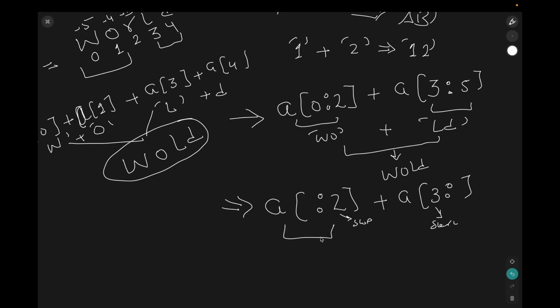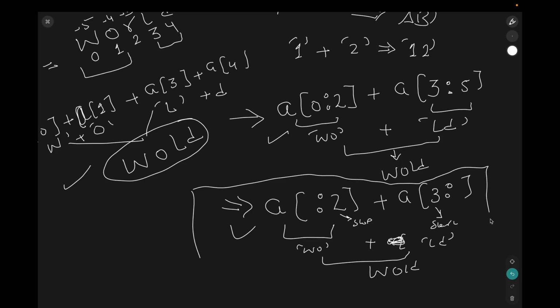That means this thing will give you again wo, it will stop here, and plus a of 3 onwards, that is this l and d. This will give you l and d, and when you add them up, this will give you WOLD, right? So that means this is also correct, this is also correct, and this is also correct. All of 3 are correct. So ideal, which one is? You can say this one is ideal one, right?